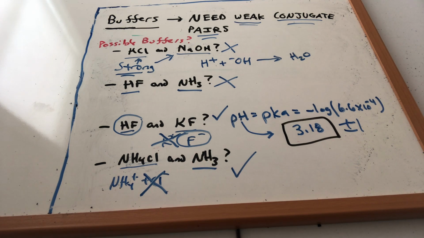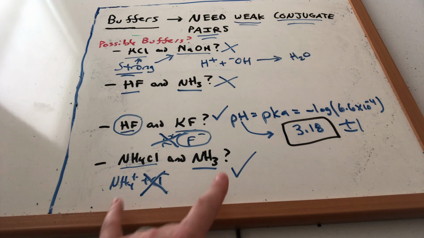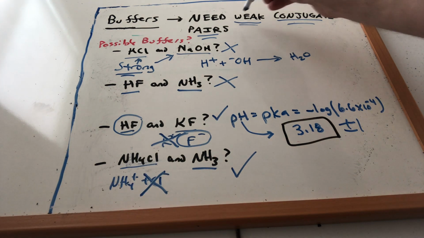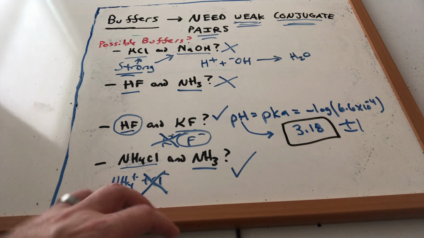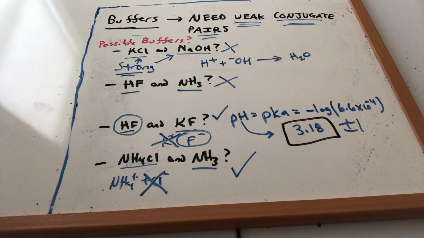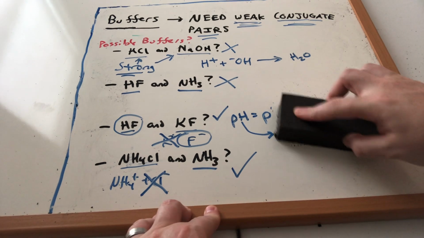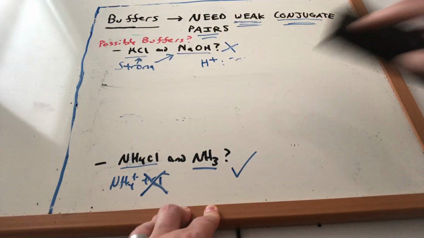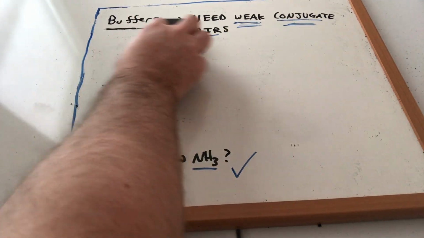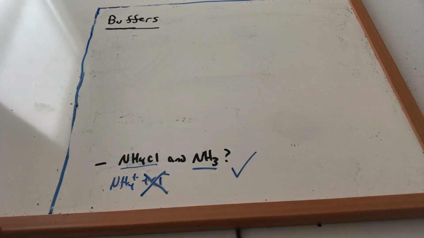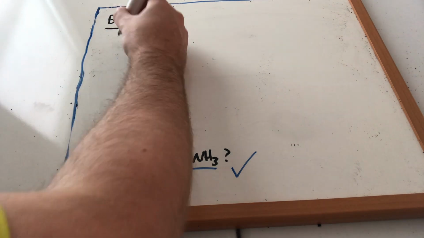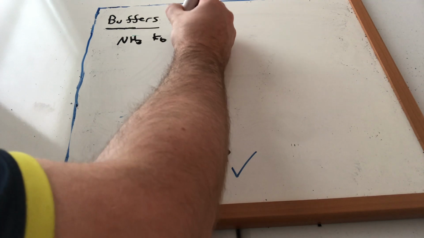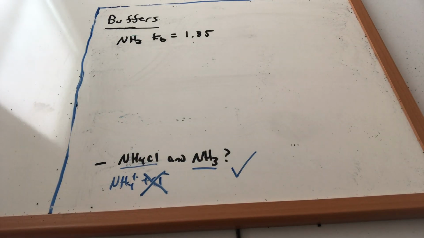If I put about equal amounts of these in a solution, it will resist changes in pH because all you need is a weak conjugate pair. What's the conjugate acid of NH3? NH4 plus. Is that in solution? Yes. Are they both weak? Yes. That's all you need. All right. Now, if I want to ask the question like I asked here, well, if I use this as a buffer, what's the pH of that buffer? If I look up information about NH4 plus and NH3, what I'm most likely to find is that NH3 has a Kb that's equal to 1.85 times 10 to the minus 5.